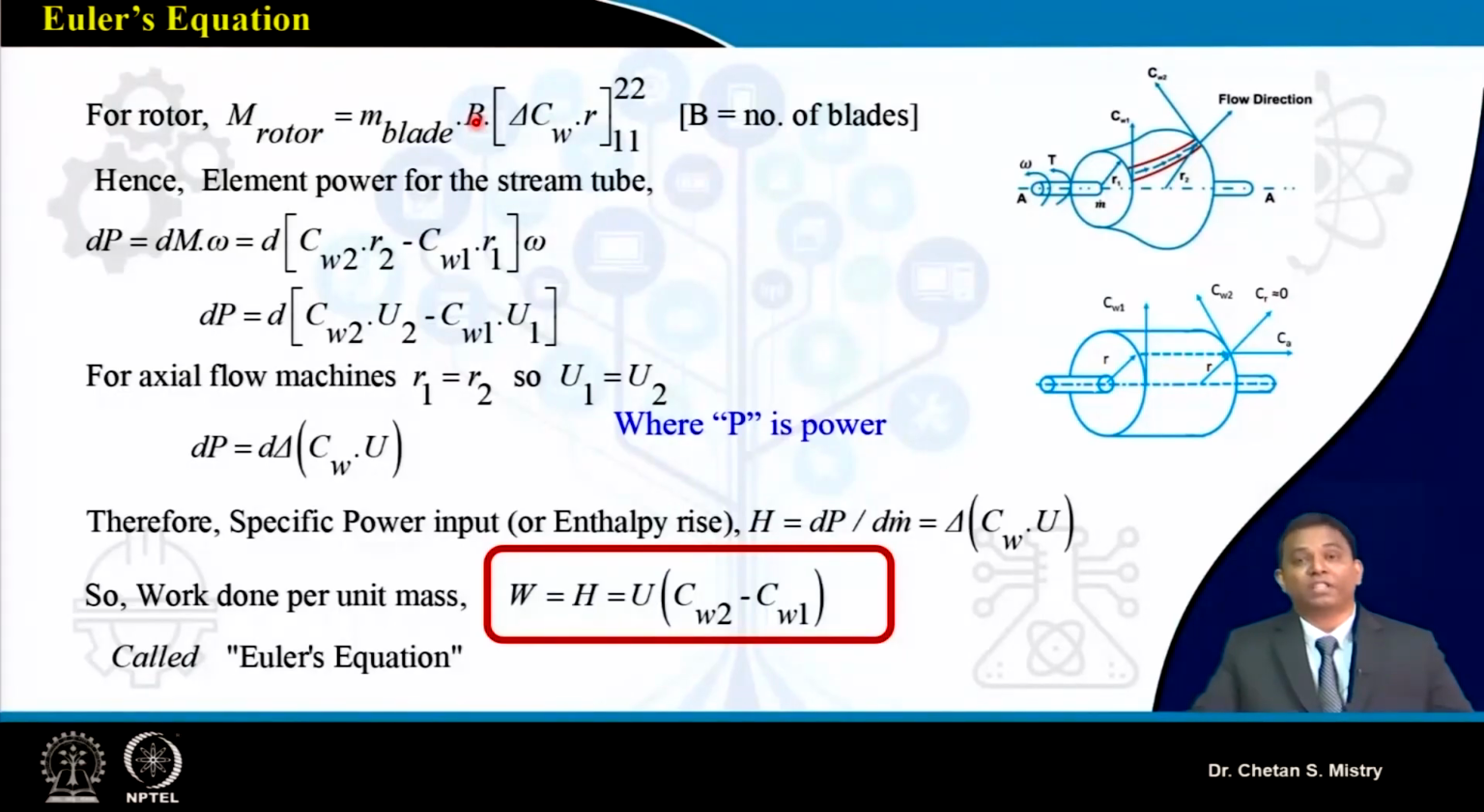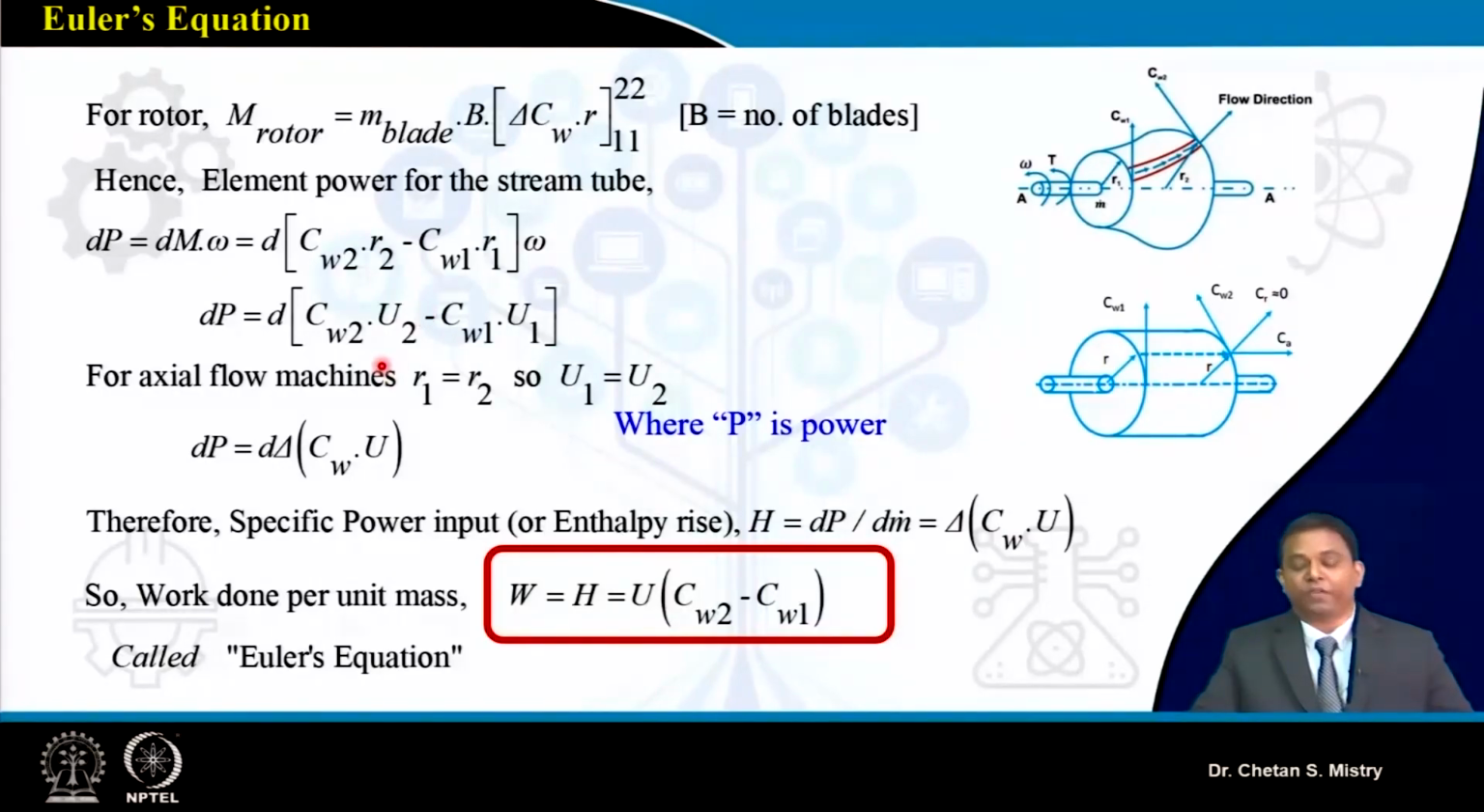Now the momentum of this rotor is what we utilize in the generation of power or power consumption. If I represent this as the moment of my fluid, then I can consider it as a stream tube. For that stream tube I can write the elemental power as dW into omega. Omega is the angular speed, or we can write that in terms of peripheral speed. So dP, we can represent in this form: Cw2 u2 minus Cw1 u1.